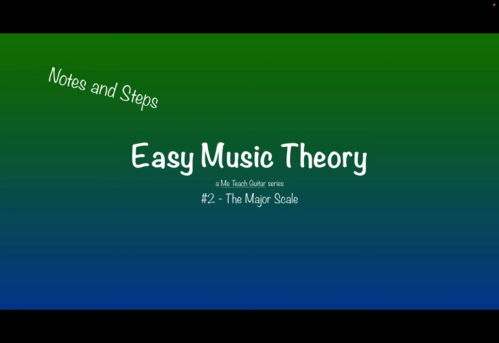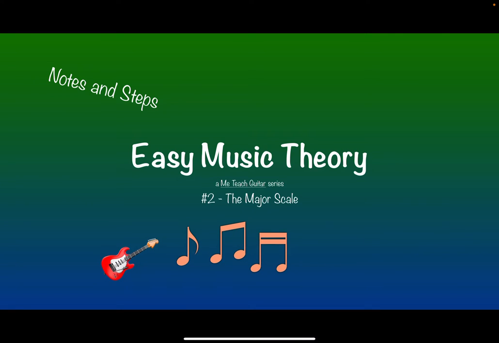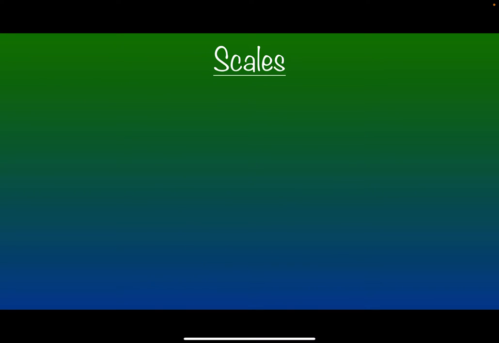Now we have to take those notes and put them in an order that is going to sound pleasing to the ear. That is where scales come in. The large majority of scales are 5 notes and 7 notes that are grouped together that sound good. They form a cohesive bunch of notes.